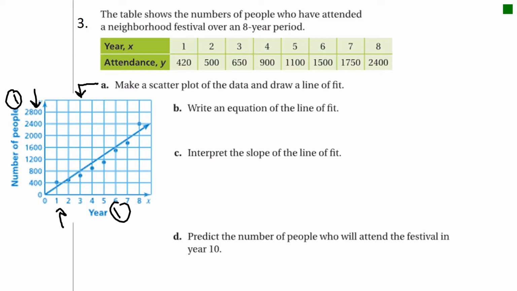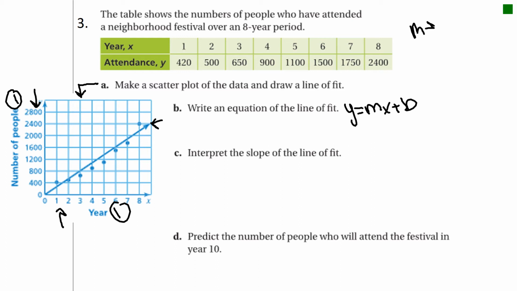Okay, now we're going to write an equation for the line of best fit. I've already sketched in the line of best fit. That's this one right here. Now we're going to use y equals mx plus b. And why are we using y equals mx plus b? Because this is a straight line, and this is the equation that represents a straight line.